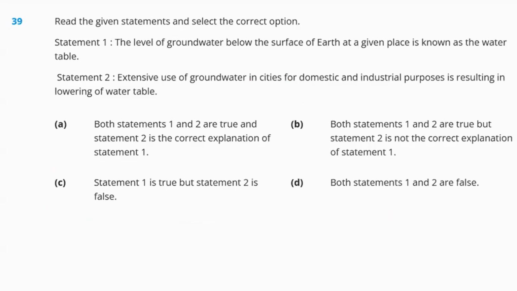Question number 39. Read the given statements and select the correct option. The level of groundwater below the surface of earth at a given place is known as the water table, correct? Extensive use of groundwater in cities for domestic and industrial purposes is resulting in lowering of the water table. Yes. So both the statements are true, but statement 2 is not the correct explanation of statement 1.